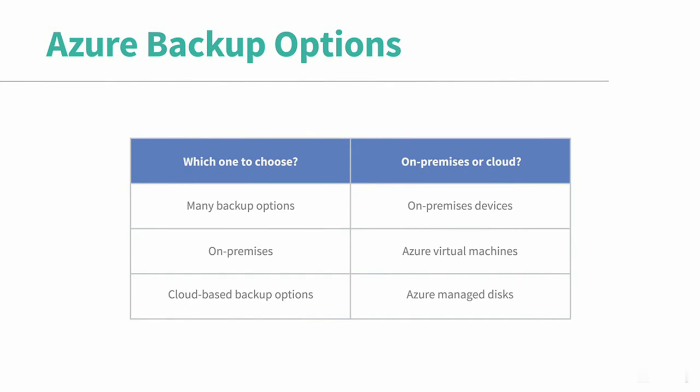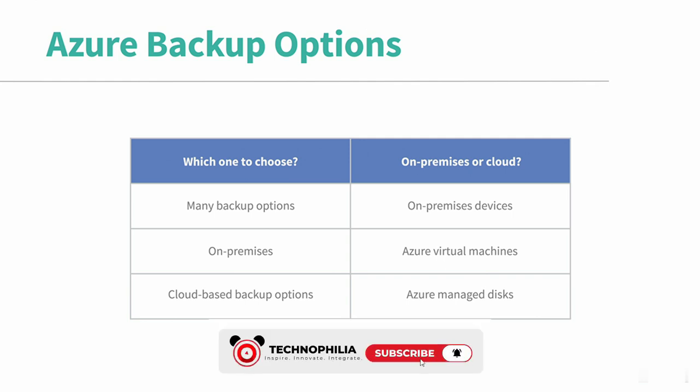With on-premises devices, we can back up files, folders, and system state of your on-premises servers and clients using the Microsoft Azure Recovery Services Agent, also known as MARS. With Azure Virtual Machines, you can back up entire Windows or Linux VMs or back up files, folders, and the system state using the MARS agent. Azure Managed Disks are block-level storage volumes that are managed by Azure and used with Azure Virtual Machines. We can back up Azure Managed Disks into the Azure Cloud.